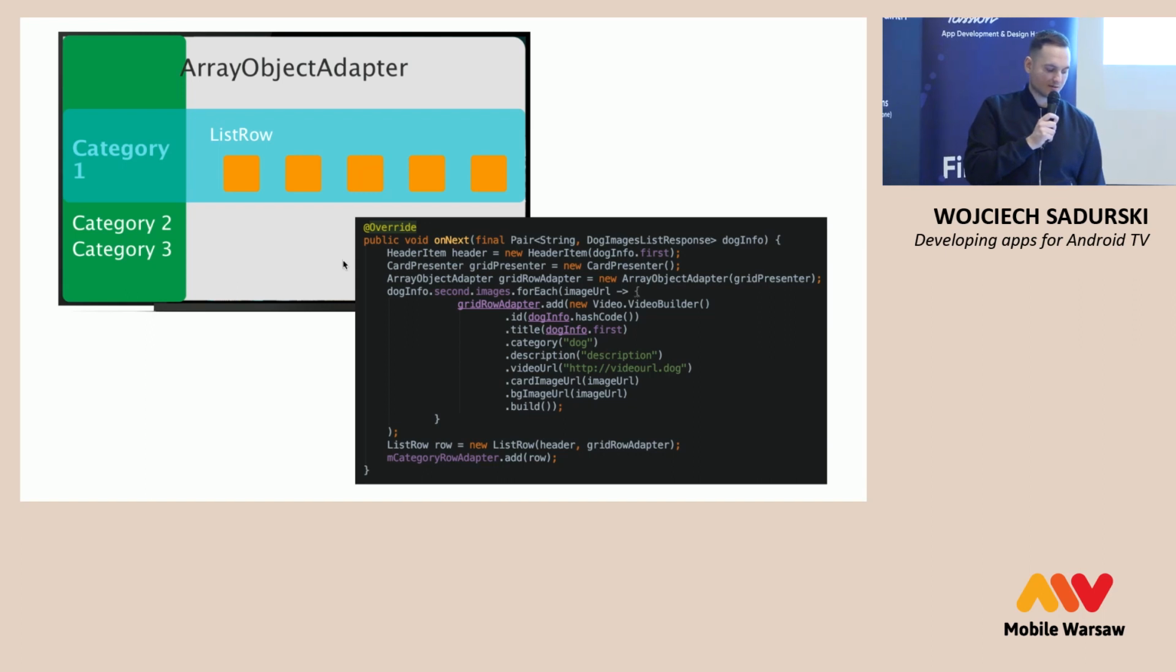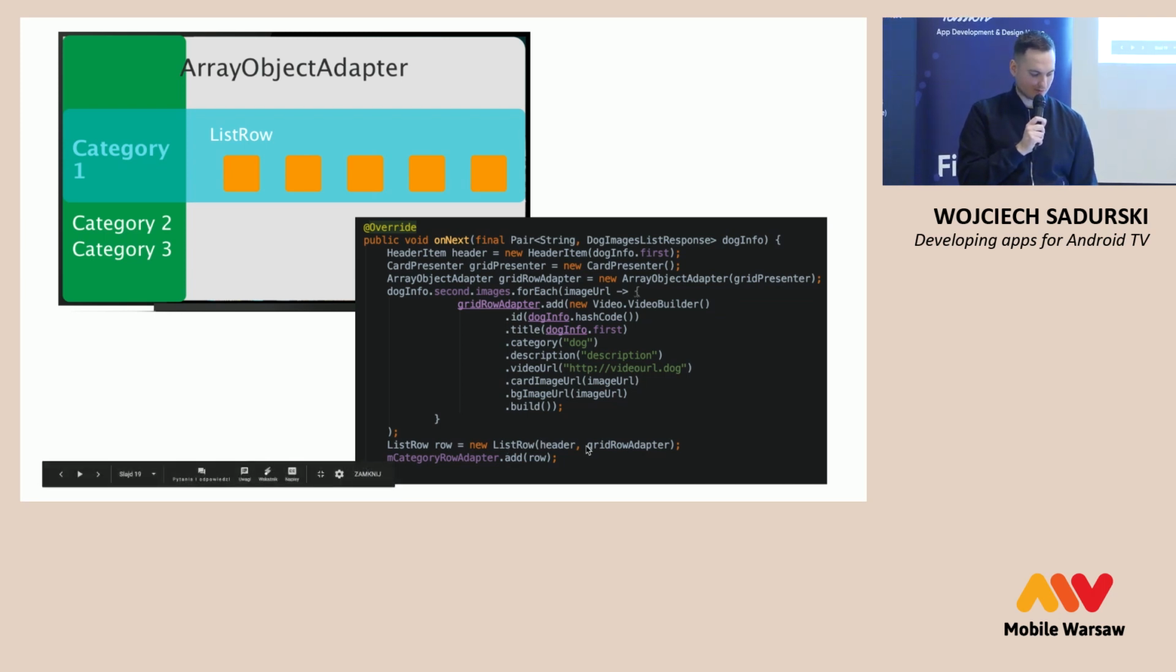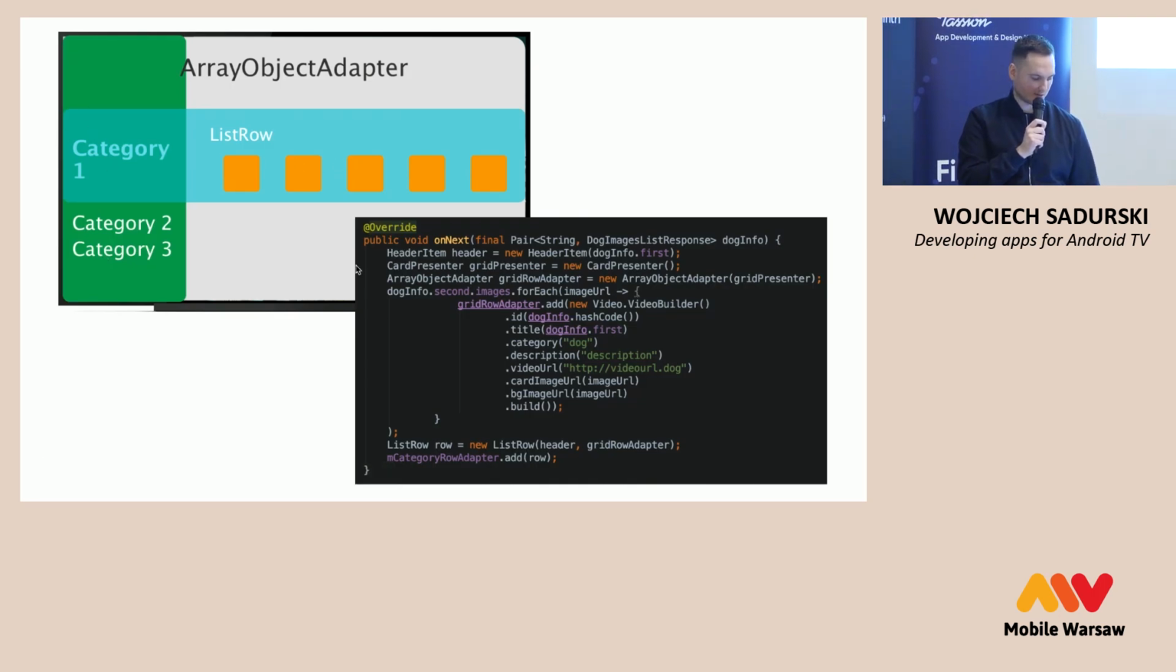So this is what browse fragment consists of. So we have categories and list rows and cards. And here in a callback, which is fired when building this whole fragment, we just populate these list rows. We create a header item, which is this one, category 1, for example. And then for every dog image that we got, we create a grid row. We create a new item for the grid row adapter, and then we create a list row from a header and from a list row, and then we provide it to the category adapter, which is the vertical adapter. Very simple.